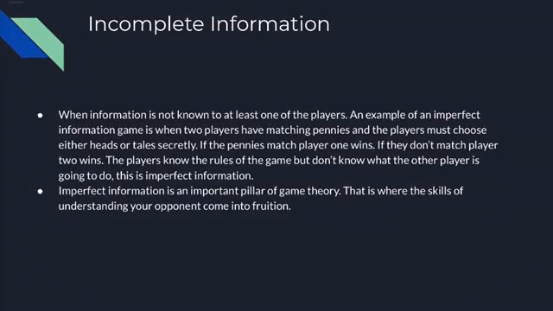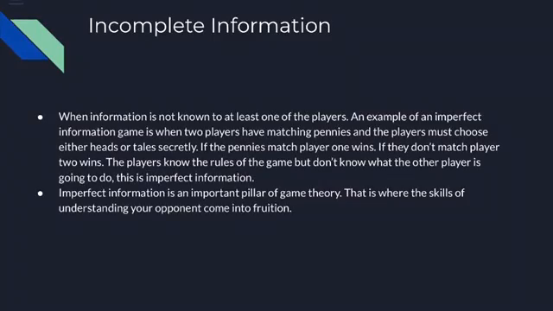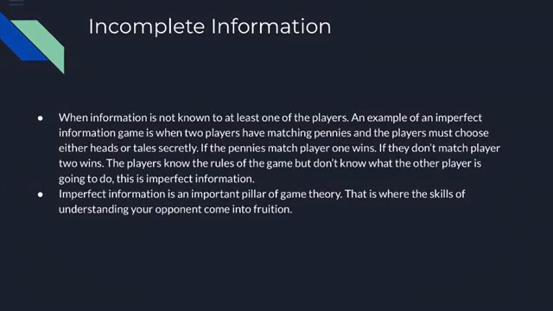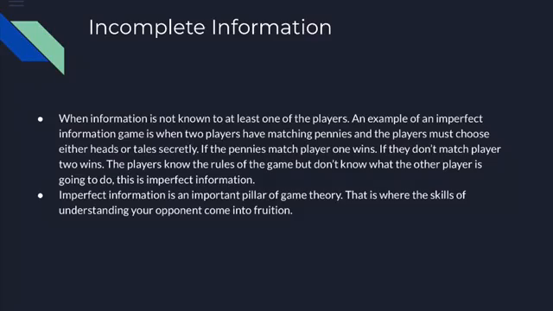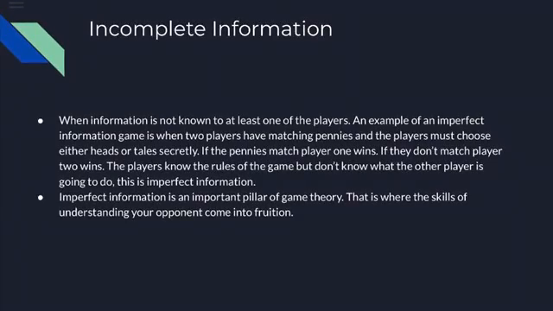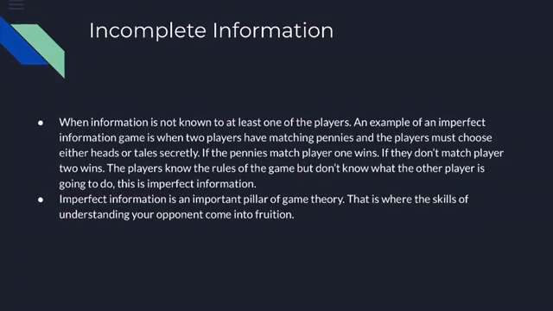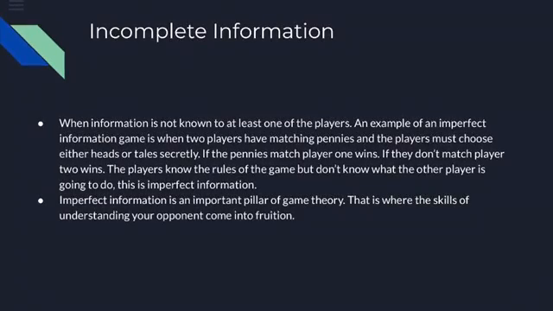Incomplete information is when information is not known to at least one of the players. An example of an imperfect information game is when two players have matching pennies and the players must choose either heads or tails secretly. If the pennies match, player 1 wins. If they don't match, player 2 wins.